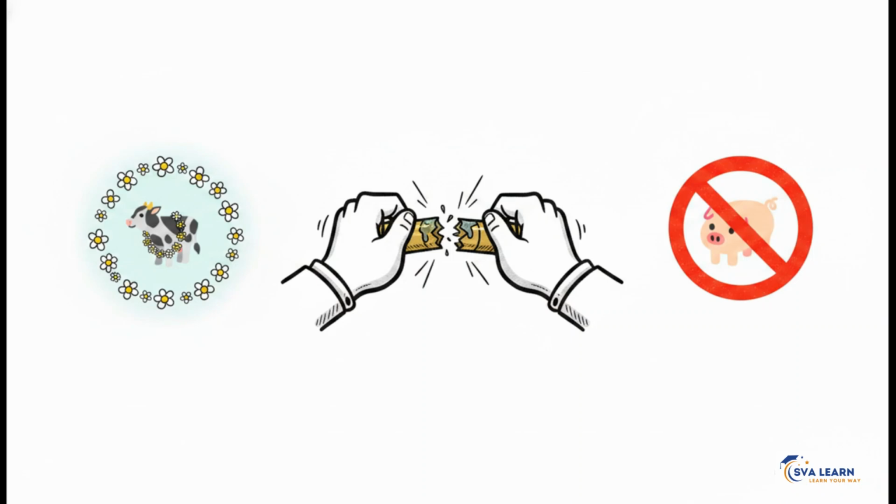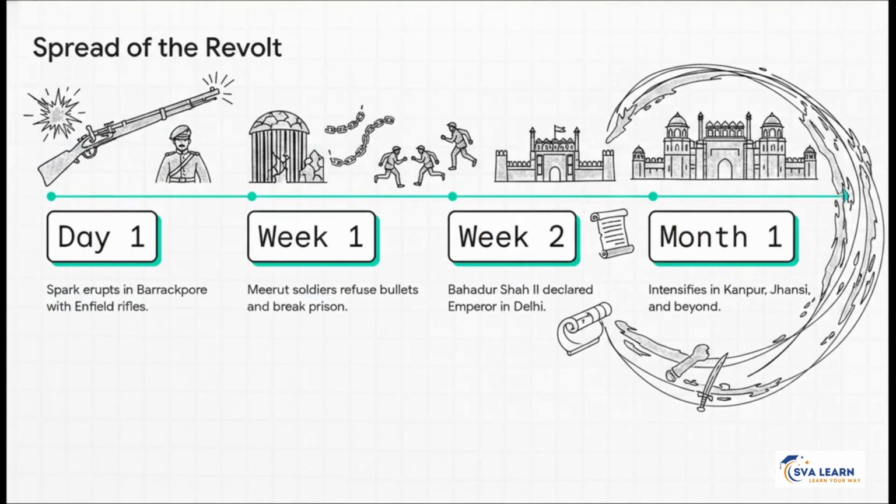And to load the rifle, soldiers literally had to bite off the ends of these greased cartridges, forcing them to violate their most sacred religious boundaries. No way were they going to accept that. Now, when you're asked about the spread, just trace this geographic timeline in your mind. Day 1, the spark erupts in Barrackpore.